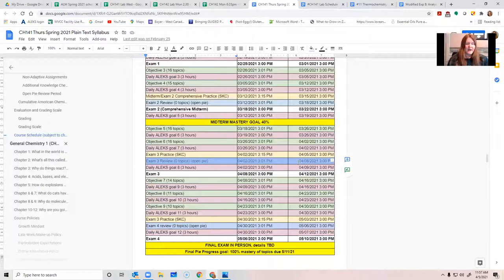Okay, that open PI period closes on Thursday at 3 p.m. because exam 3 opens at that time. So you can review anything you need to up until the time the test opens up. The test opens on Thursday, 3 p.m. and it closes Monday, 3 p.m. You need to set aside time in between those dates to make sure you get the test finished.